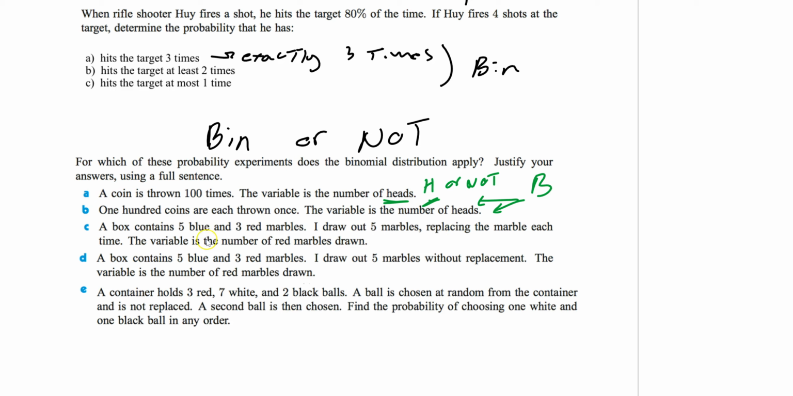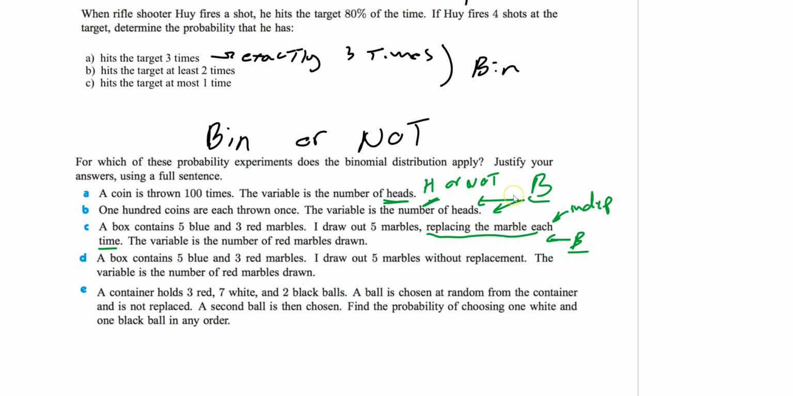A box contains 5 blue and 3 red marbles. I draw out 5 marbles, replacing the marble each time. There's the key: replace the marble each time. That means the odds are not changing, which means it's independent. And the question is the number of red marbles, so you have 2 options: it's either red or not red. That's also binomial. So far, we're 3 for 3.